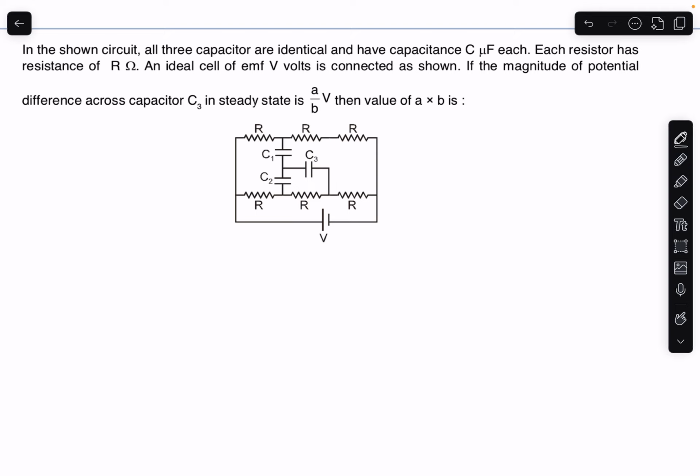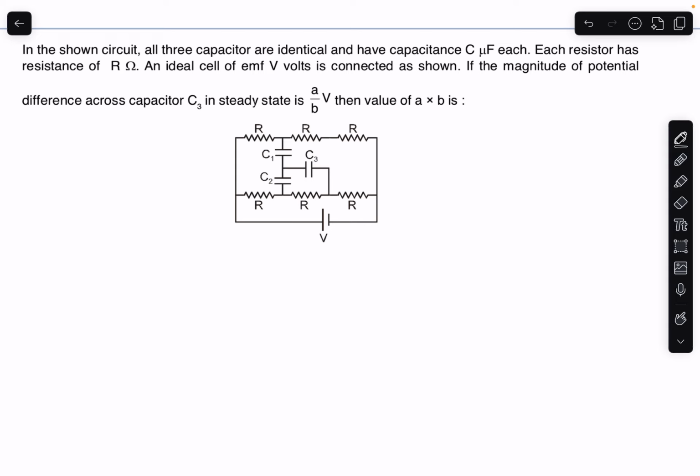In the shown circuit, all three capacitors are identical and have capacitance C microfarad each. Each resistor has a resistance of R ohms. An ideal cell of EMF V volts is connected as shown.